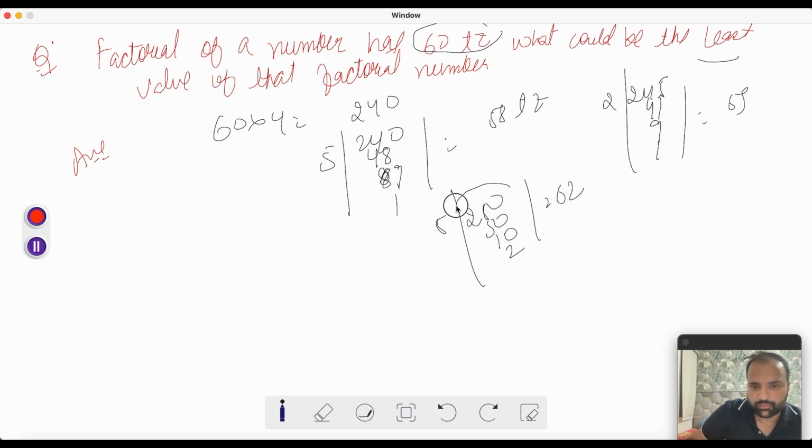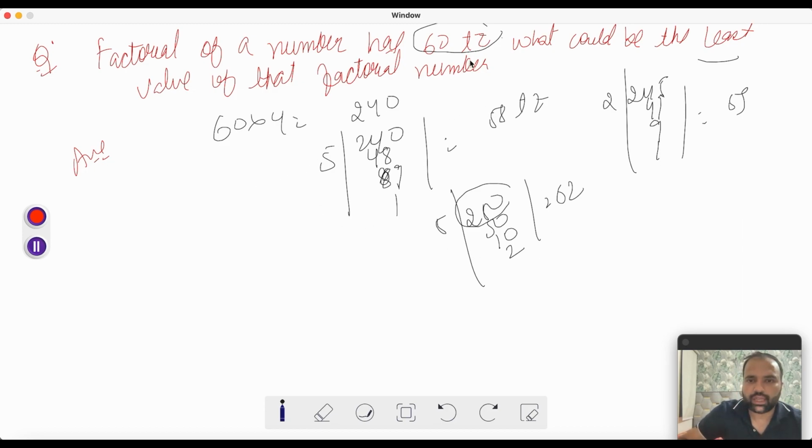Otherwise 250. Okay, if the question asks which factorial of a number has exactly 60 trailing zeros, then you can simply say it cannot be determined, or there's no option that would satisfy it. Otherwise you can say that it's 250. So don't worry about the answer here, just understand the concept.